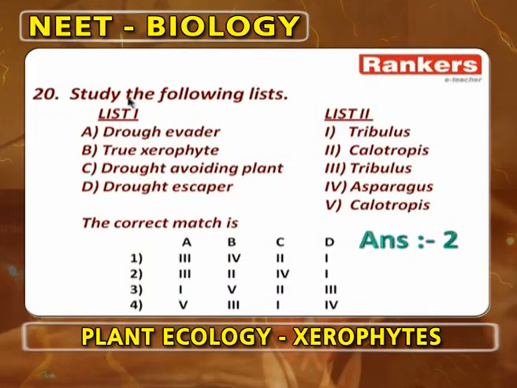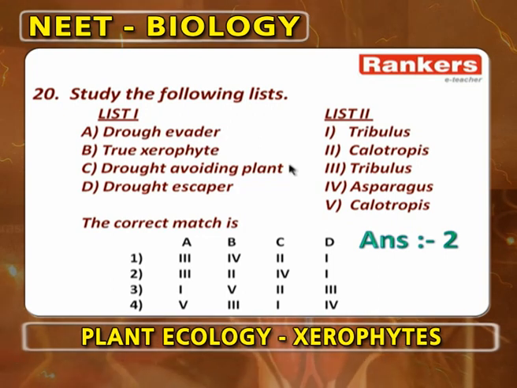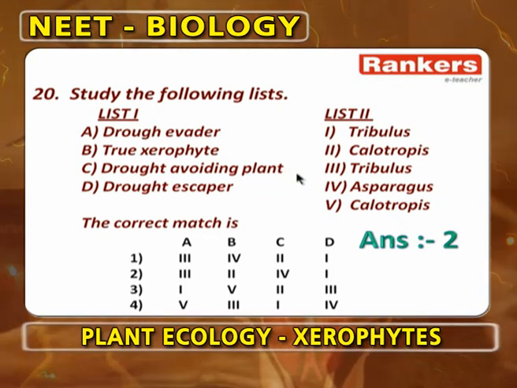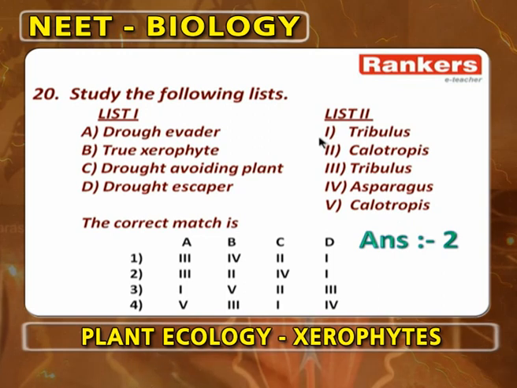This is another matching. Drought evader, true xerophyte, drought avoiding and drought escaper. Tribulus, Calotropis, Tribulus, Asparagus, Calotropis. Second option. A3, drought evader is Tribulus. B4, true xerophyte is Asparagus. C4, drought avoiding xerophyte is again Asparagus because it stores water. And D1, drought escaper is again Tribulus. So, this is second option for this matching.